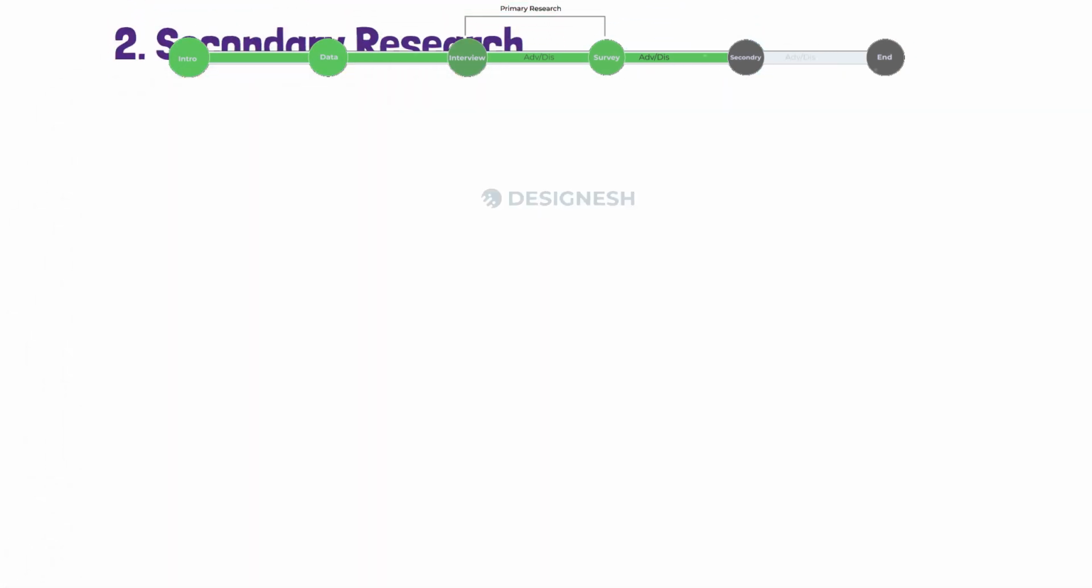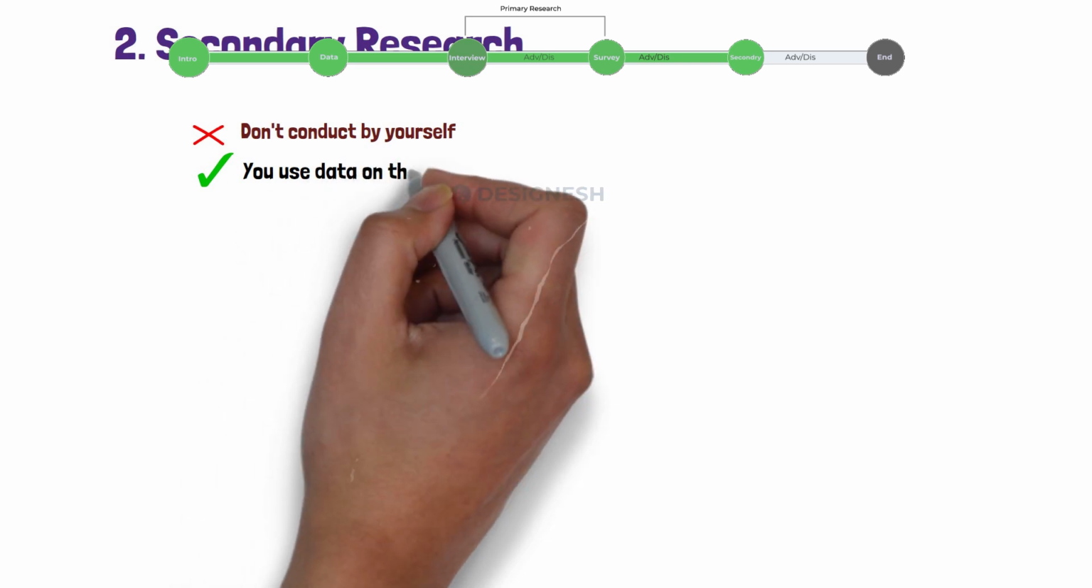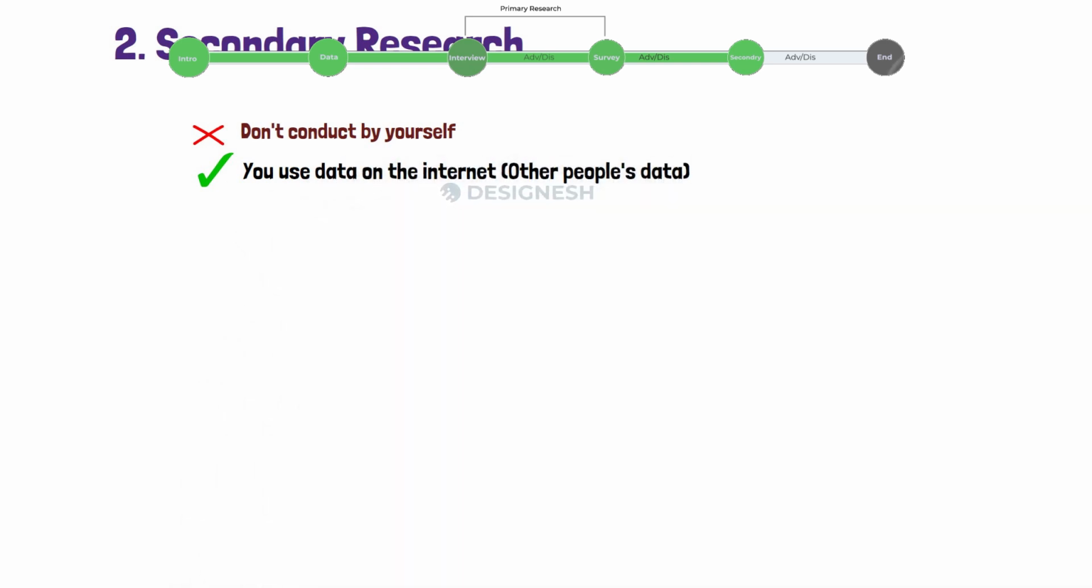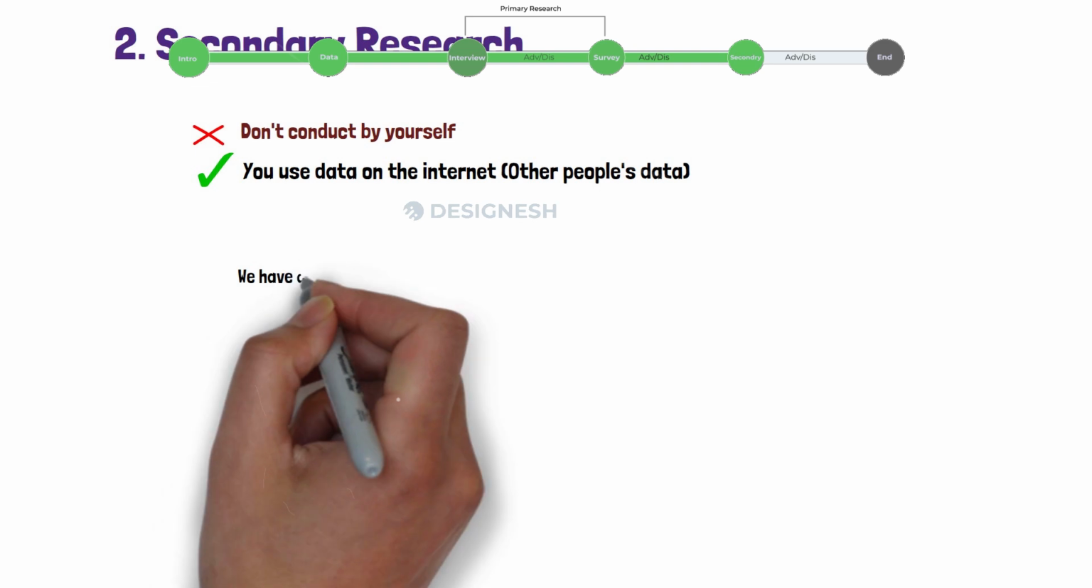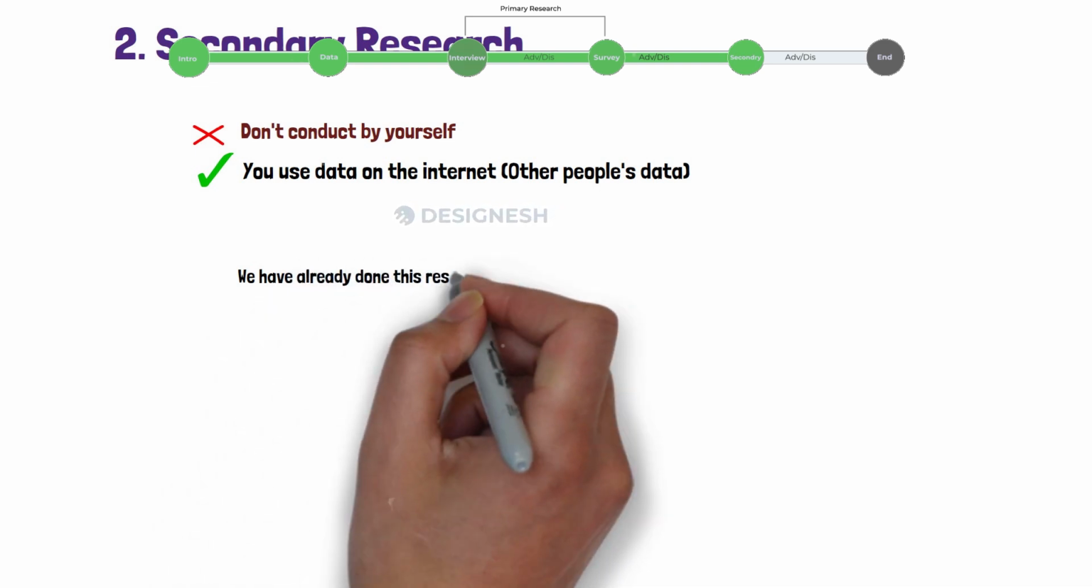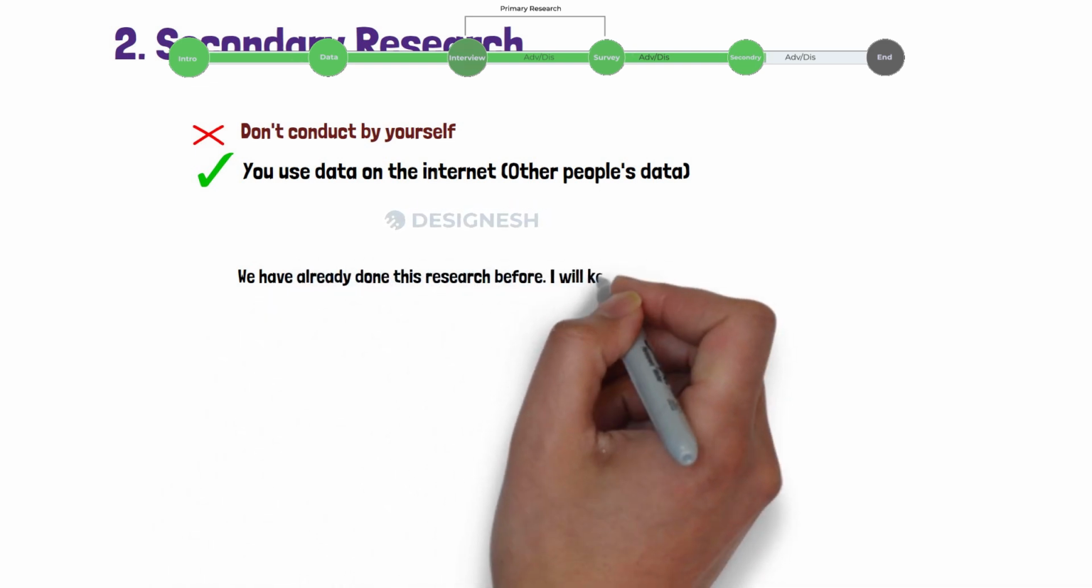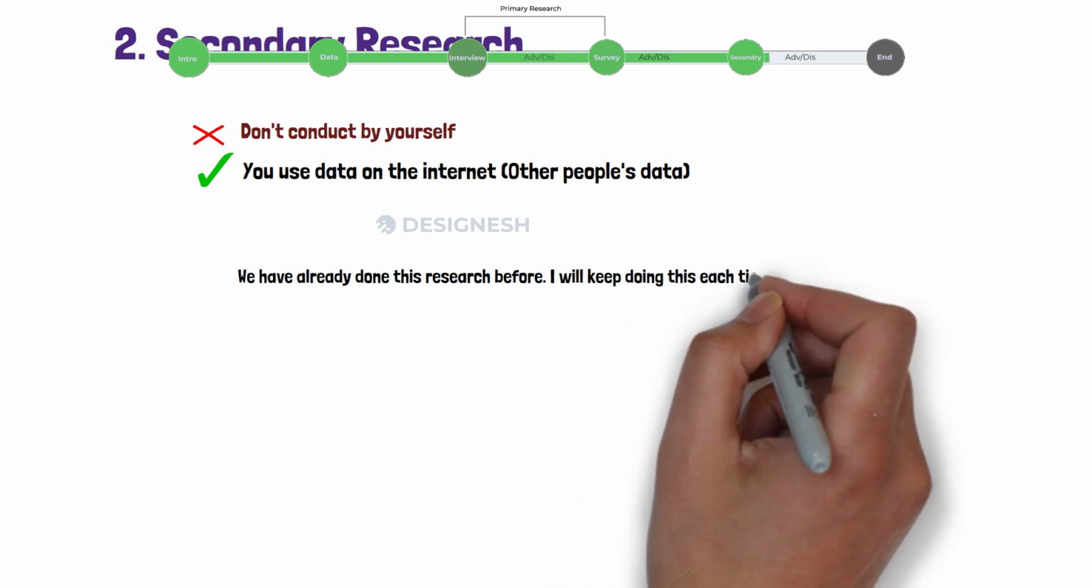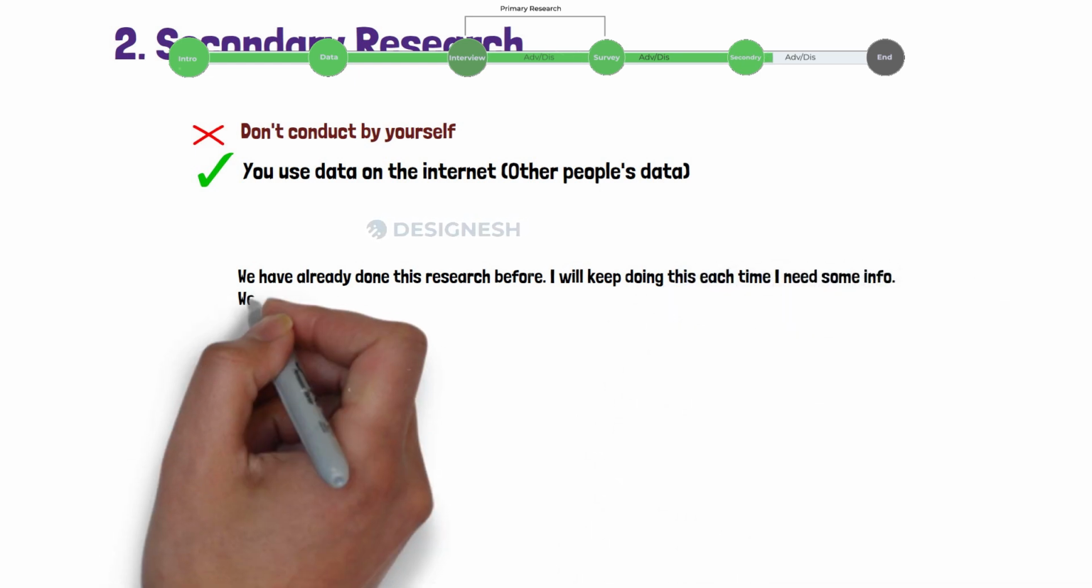Now let's discuss secondary research. This is a type of research that you don't conduct by yourself. Rather, you use the data on the internet, or in other words, some other people have conducted research on your topic and you are gathering that info. That's a quick and easy job. We have already done this research before and mostly on freelance. This is enough. I will definitely keep doing this each time I need some information.